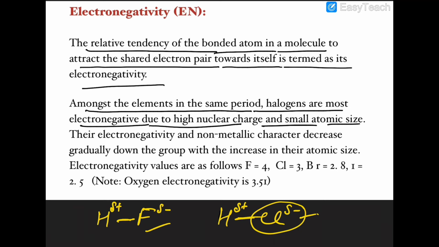Only oxygen and nitrogen are comparable to the halogens. Nitrogen and chlorine have nearly the same value of electronegativity as given by the Pauling scale. So fluorine is the most electronegative element of the periodic table, and second best is oxygen, and then you have nitrogen and chlorine, both equal on the Pauling scale. The electronegativity and the non-metallic character both decrease as we move down the group.